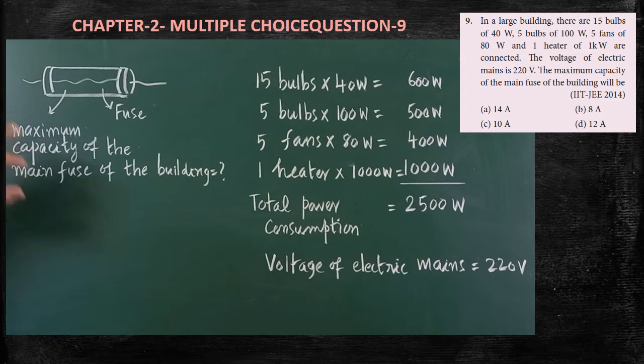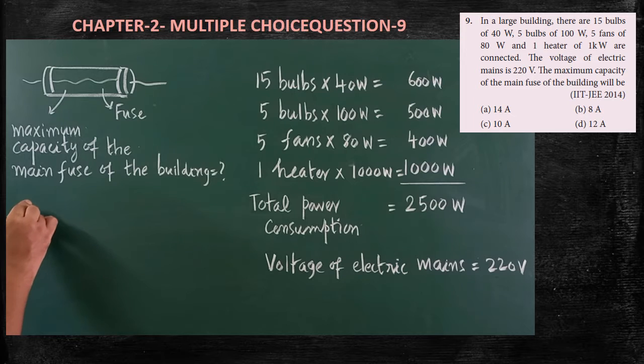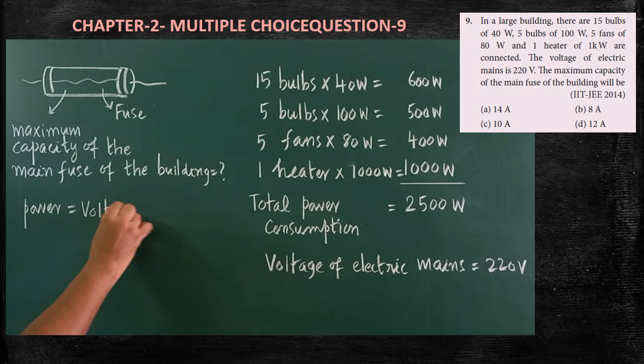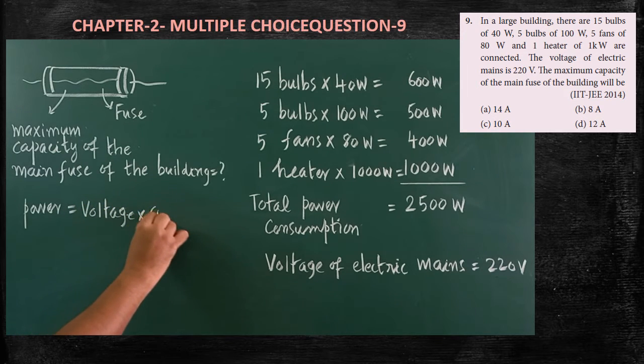First you have to calculate the current flowing through all the appliances. Only then are we able to find out the maximum capacity of the main fuse of the building. So what is the general formula? Power, voltage and then current. All three things are related. Therefore, the basic fundamental formula is power is equal to voltage into current.